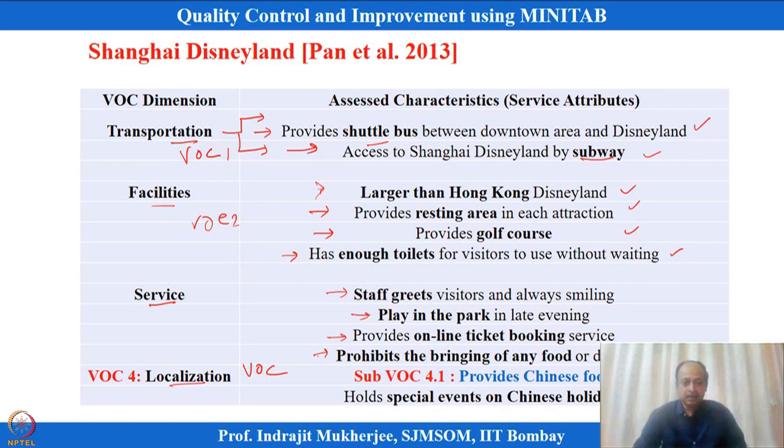Okay. So, within this voice of the customer, let us say voice 4, I am taking a specific voice which is providing Chinese food or not. How do you say that this is a must-be category, a one-dimensional category, or an attractive category? Which category will this sub voice fall in? How does Kano differentiate this? For that we have to understand what Kano has proposed. I am taking only one sub voice, which is providing Chinese food or not.